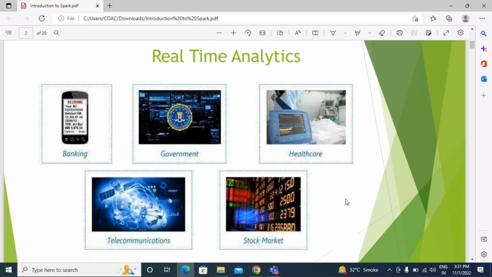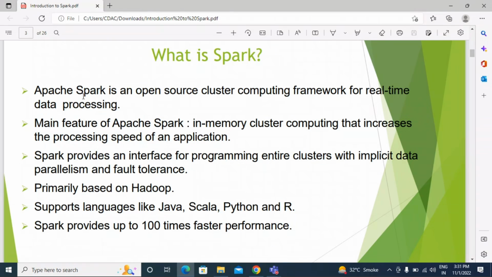Then, what is Spark? Spark is an open source cluster computing framework for real-time data processing. Okay, so like your Hadoop, Spark also works in a cluster format. And the feature which makes Spark different from MapReduce is in-memory cluster computing. Now what is in-memory? In-memory basically means in your RAM.